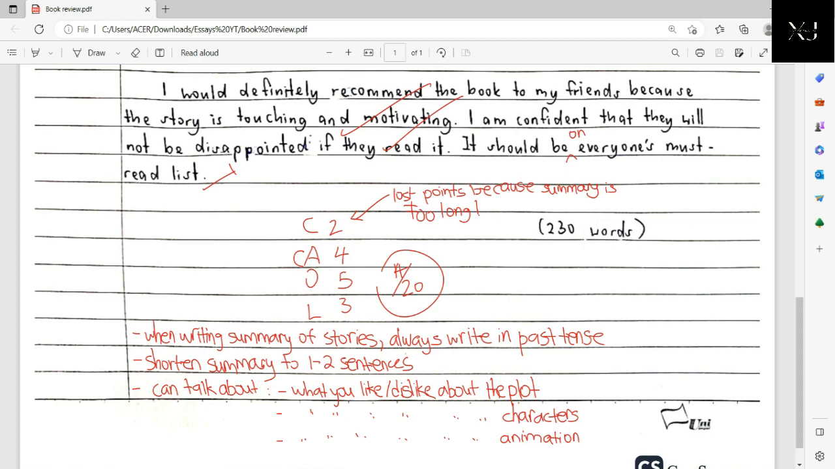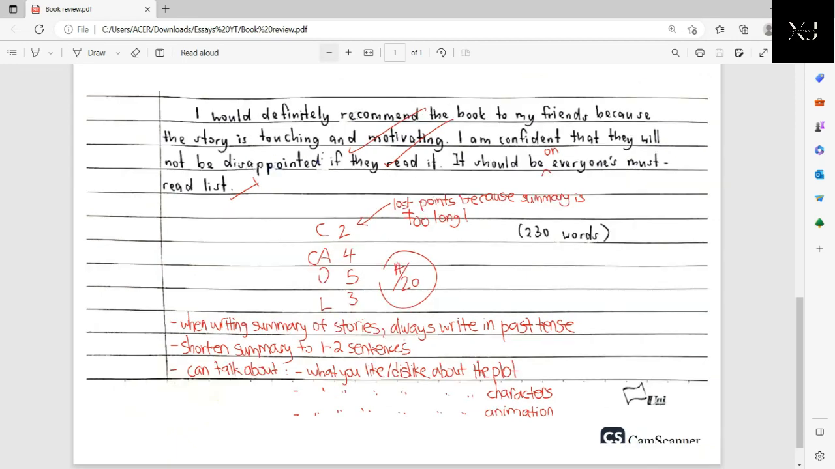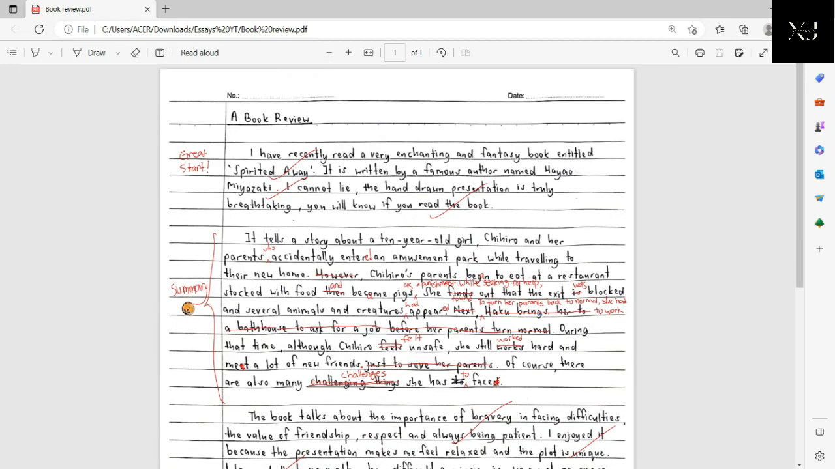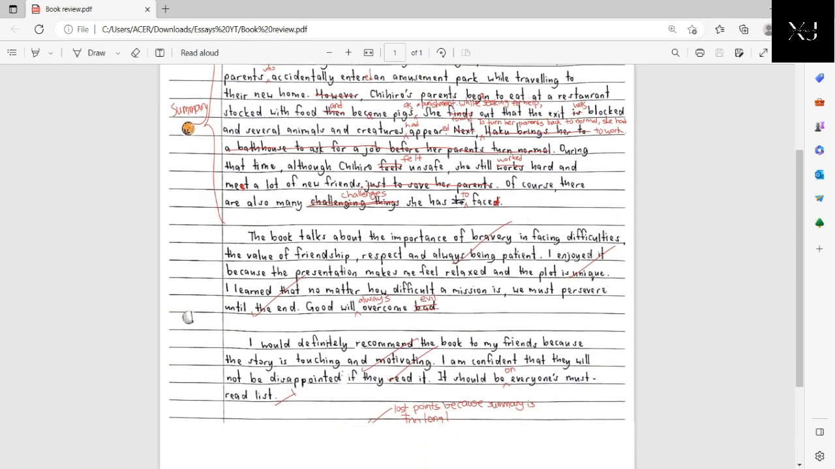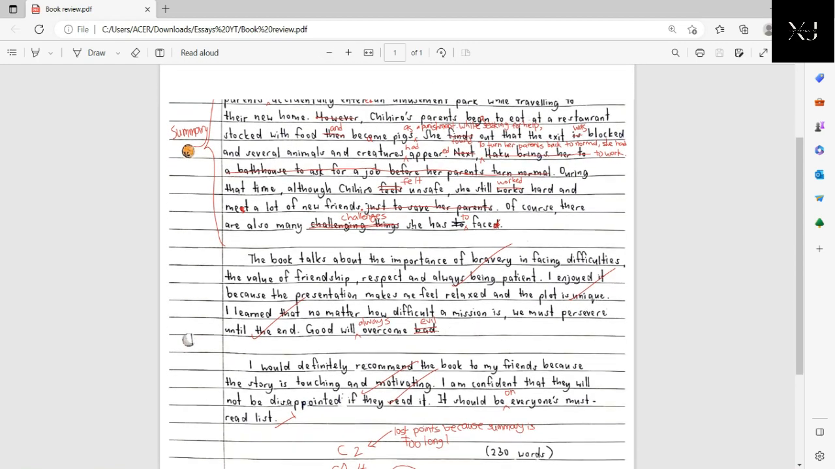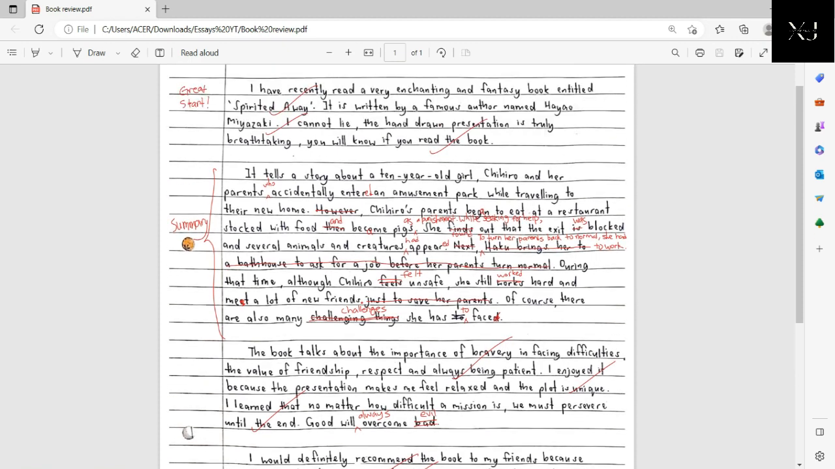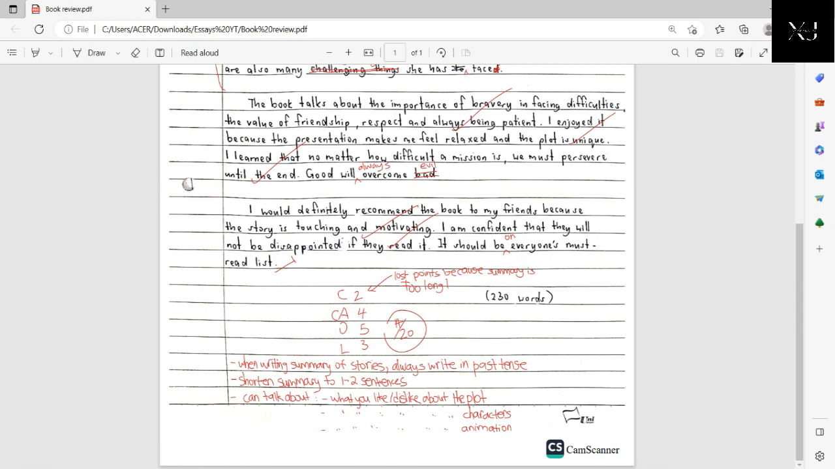So you can see my feedback for her is, when writing a summary of stories, always write it in past tense, like what I just told you guys earlier. Shorten the summary to 1 or 2 sentences. For me, the maximum is just 3 sentences. Do not write it for too long. I also suggested that she can talk about these following things: what you like and dislike about the plot, the characters, as well as the animation. So yeah, that's how you write a book review. Overall she did a well done job. She did not make many mistakes in her grammar. She would have scored higher if she had shortened her summary and elaborated on this particular paragraph.